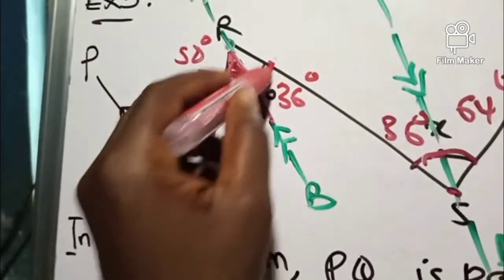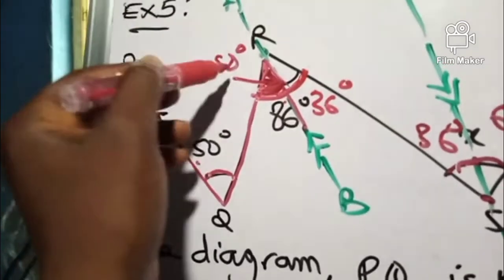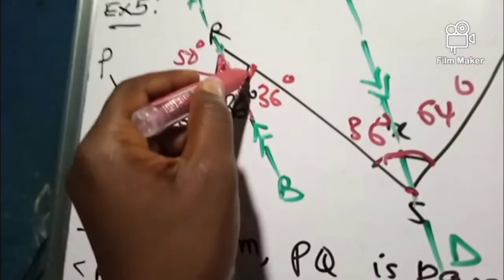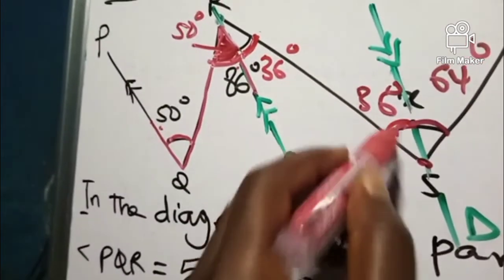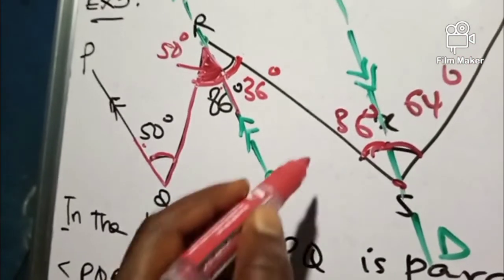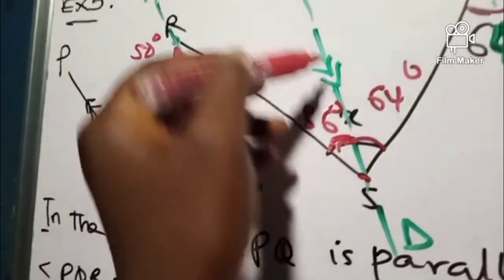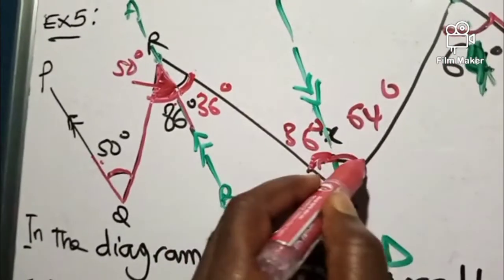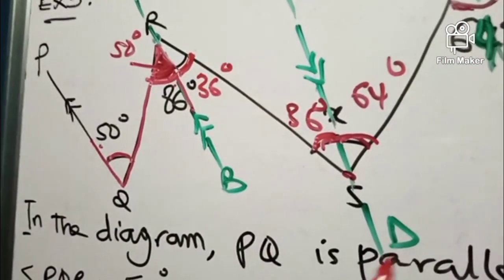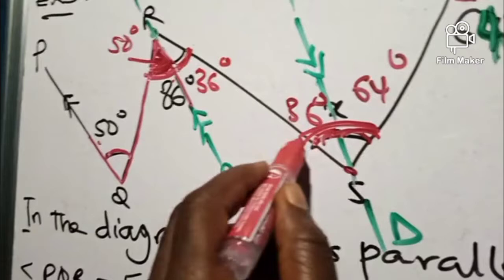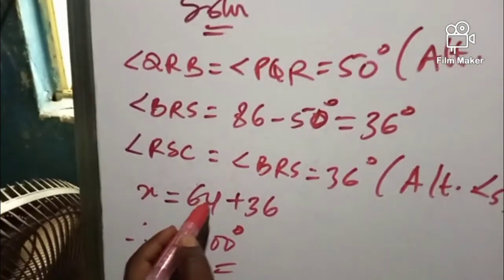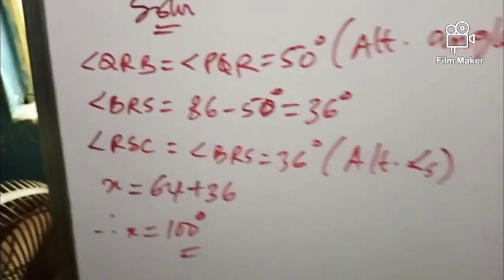Now, the total angle here is 86, but a part of it is 50. The remaining part here will be 36 degrees. If this is 36, the angle here and the angle here are also alternate. So this angle will also be 36. Also, this line and this line are parallel. So if this is 64, this will also be 64. And the total angle is the angle we are looking for, which is angle X. That's why I said X is equal to 64 plus 36, and that will give us 100 degrees.